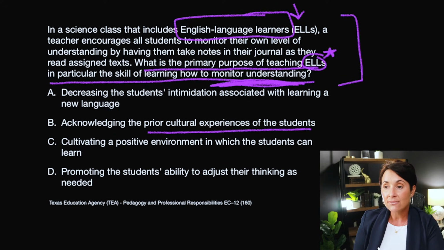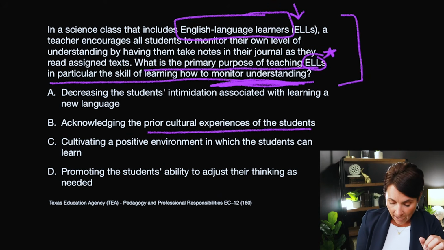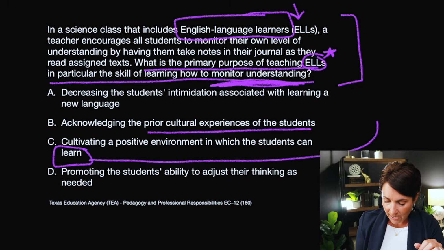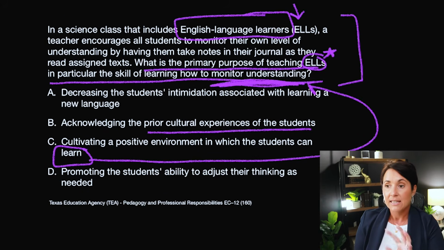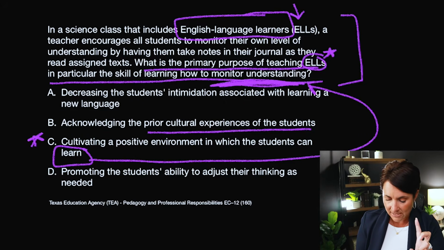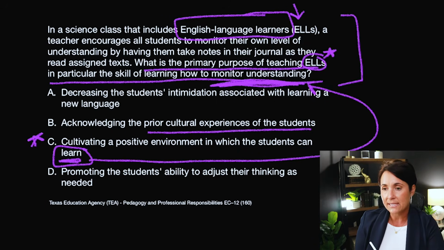Cultivating a positive environment in which the students can learn. Now we have the term learn here, and we have the term understanding. This one's not as cut and dry as the other two that we did. So we're getting a little bit. I like C. C is my front runner because I have the word learn, I have the word to monitor understanding, and then I have positive environment. So I like C. Let's go with D. Promoting the student's ability to adjust their thinking as needed. Now look how specific D is.